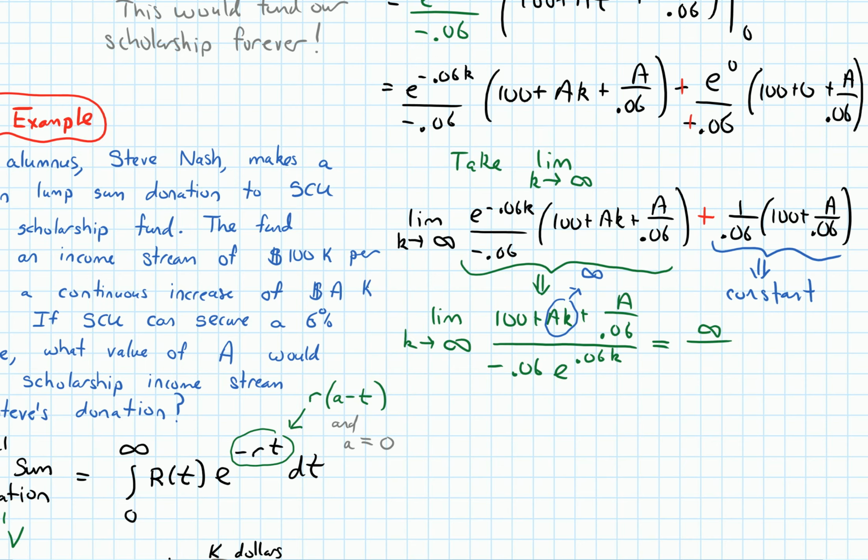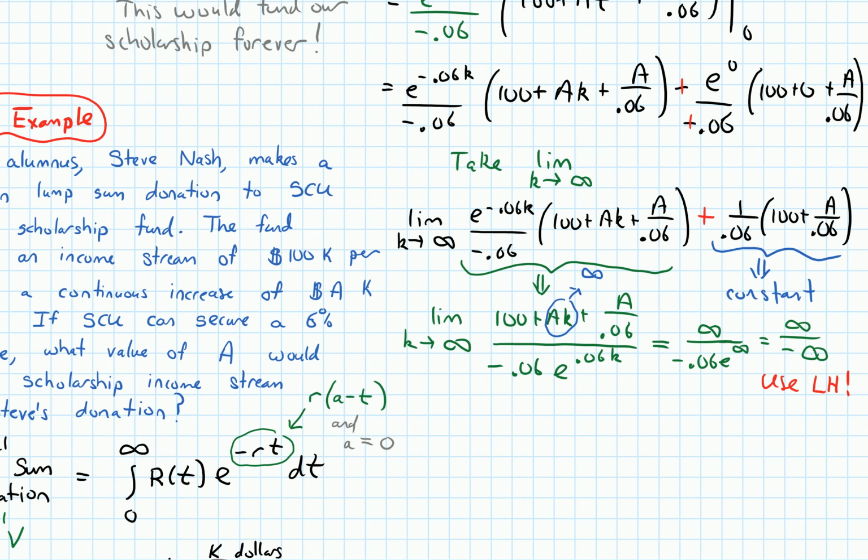And on the denominator, we have negative 0.06 times e to the infinity. And e to the infinity is infinity. So the numerator is infinity. The denominator is a negative number times infinity, which is negative infinity. And this is something that we can use L'Hopital's with. So that's something that we're happy with. Okay, so let's do that.